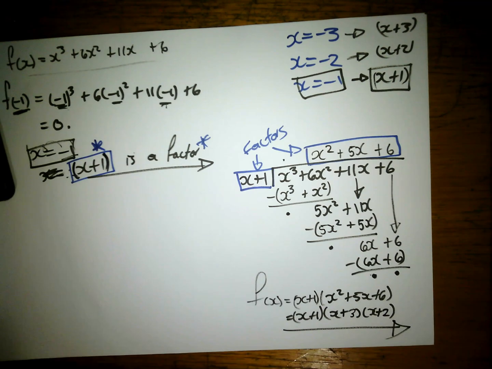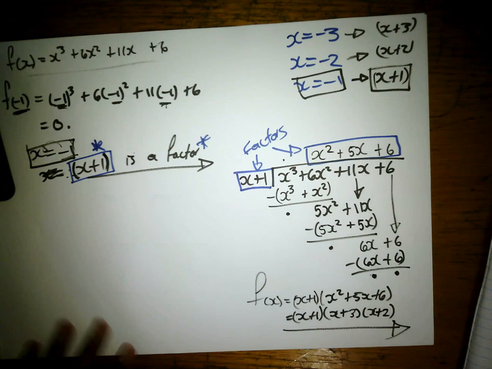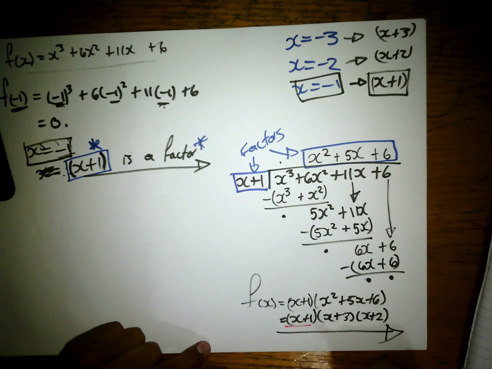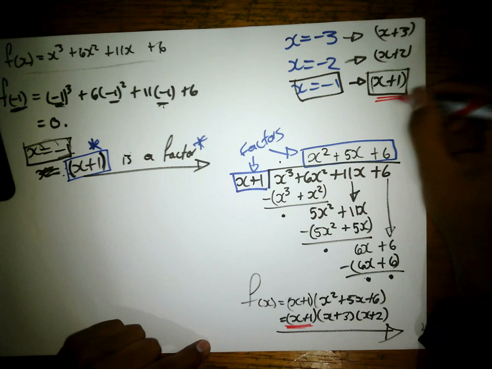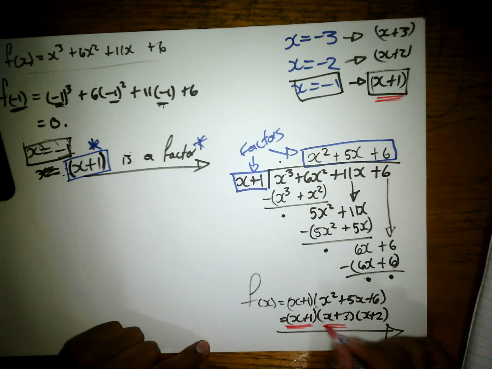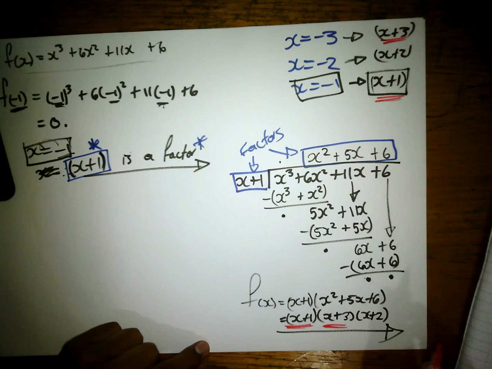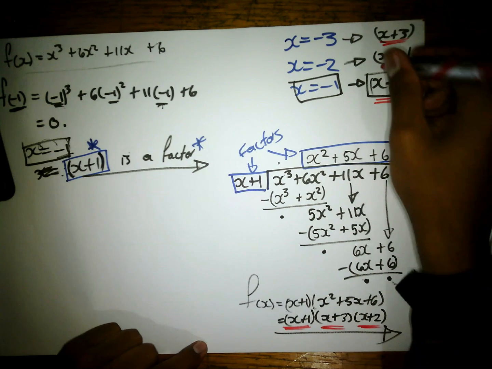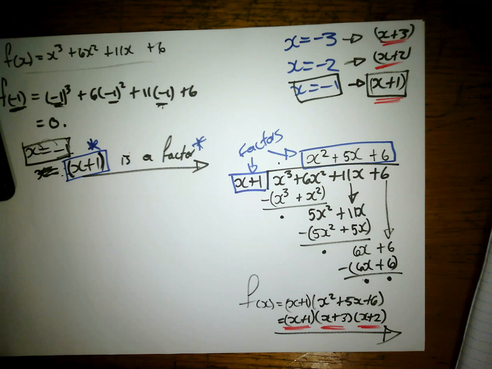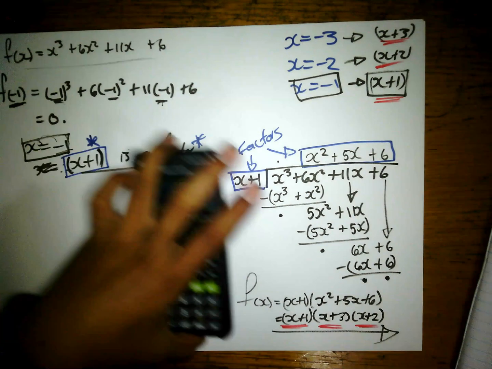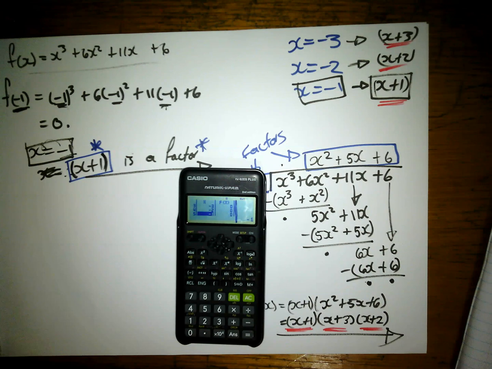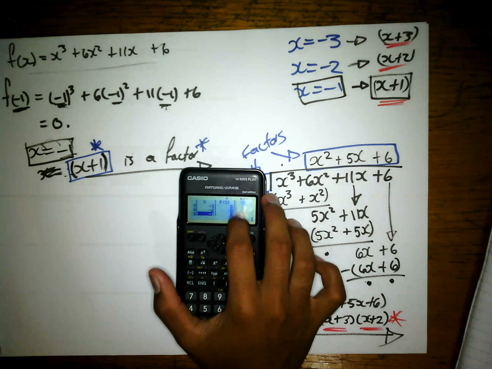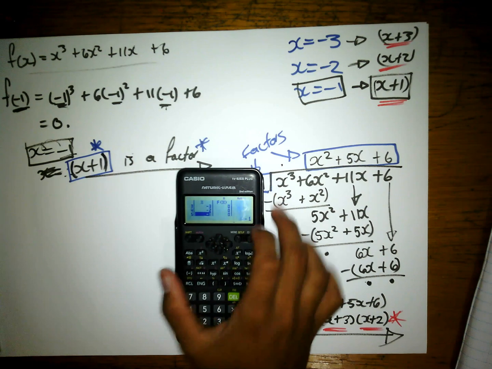Determine the factors. So, what is cool about this? x plus 1. There's our x plus 1. x plus 3. There's our x plus 3. x plus 2. There's our x plus 2. So, the calculator is just to check. Is what I did here correct? Yes, it is.